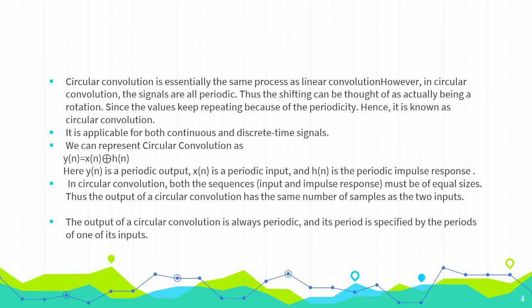Circular convolution is applicable for both continuous and discrete time signals. In circular convolution, both the sequences, input and impulse response, must be of equal sizes. That is, they must have the same number of samples. In some cases, if both the sequences have different number of samples, then the sequence with the lesser number of samples is appended with zeros at its end to make the two sequences equal. This is called zero padding. The output of a circular convolution is always periodic, and its period is specified by the period of one of its inputs. Now let's go straight into the process of circular convolution.